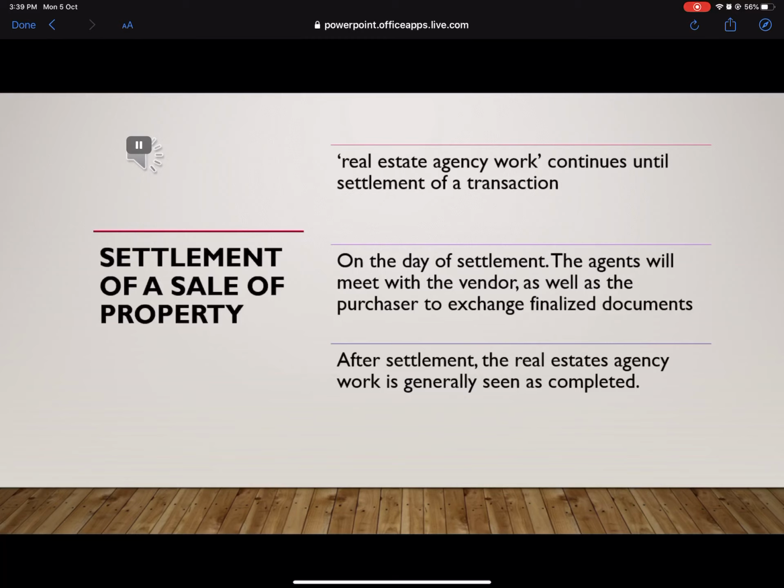However, generally on the day of settlement, the agencies will meet with the vendor as well as the purchaser to exchange finalized documents and to organize the remaining price to be paid. After settlement, the real estate agency work is generally seen as completed.